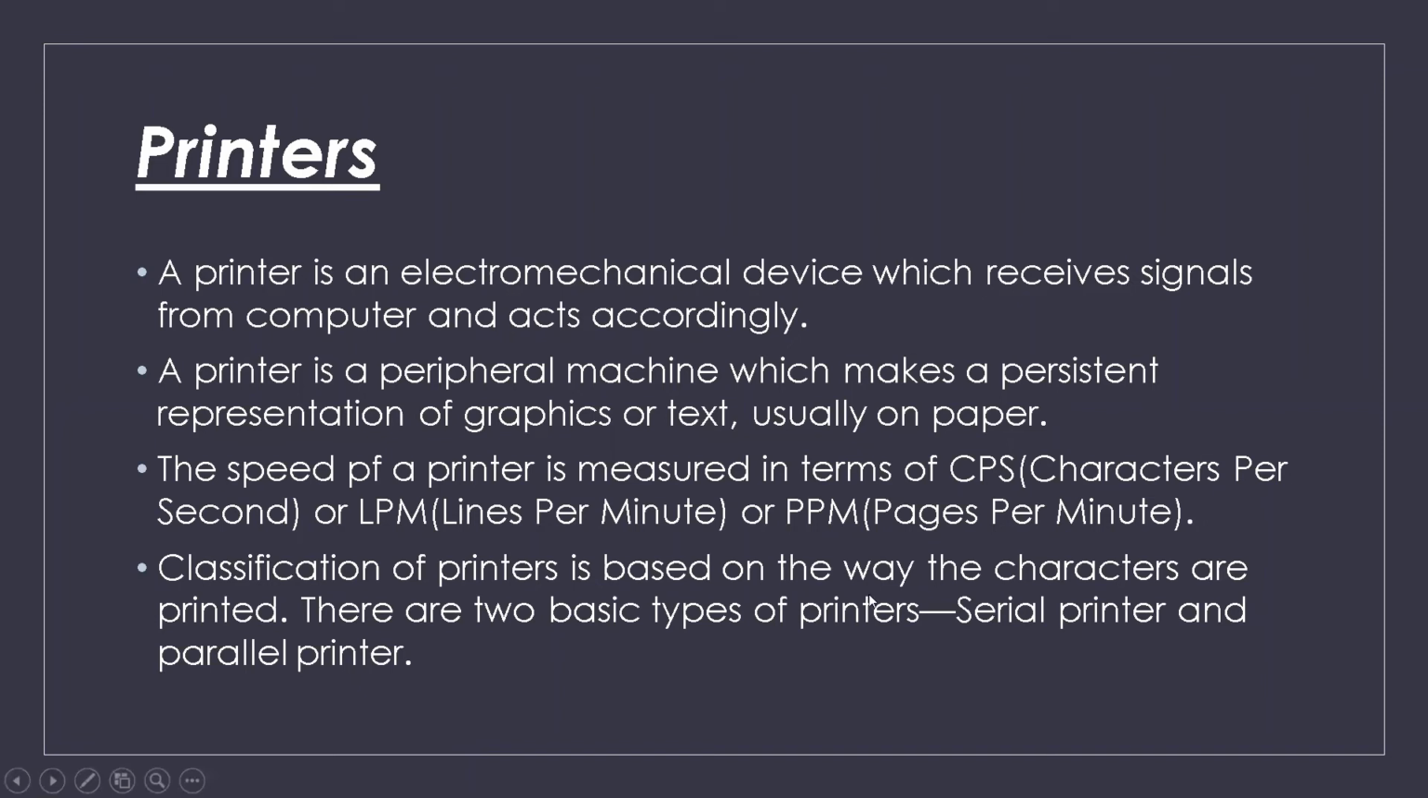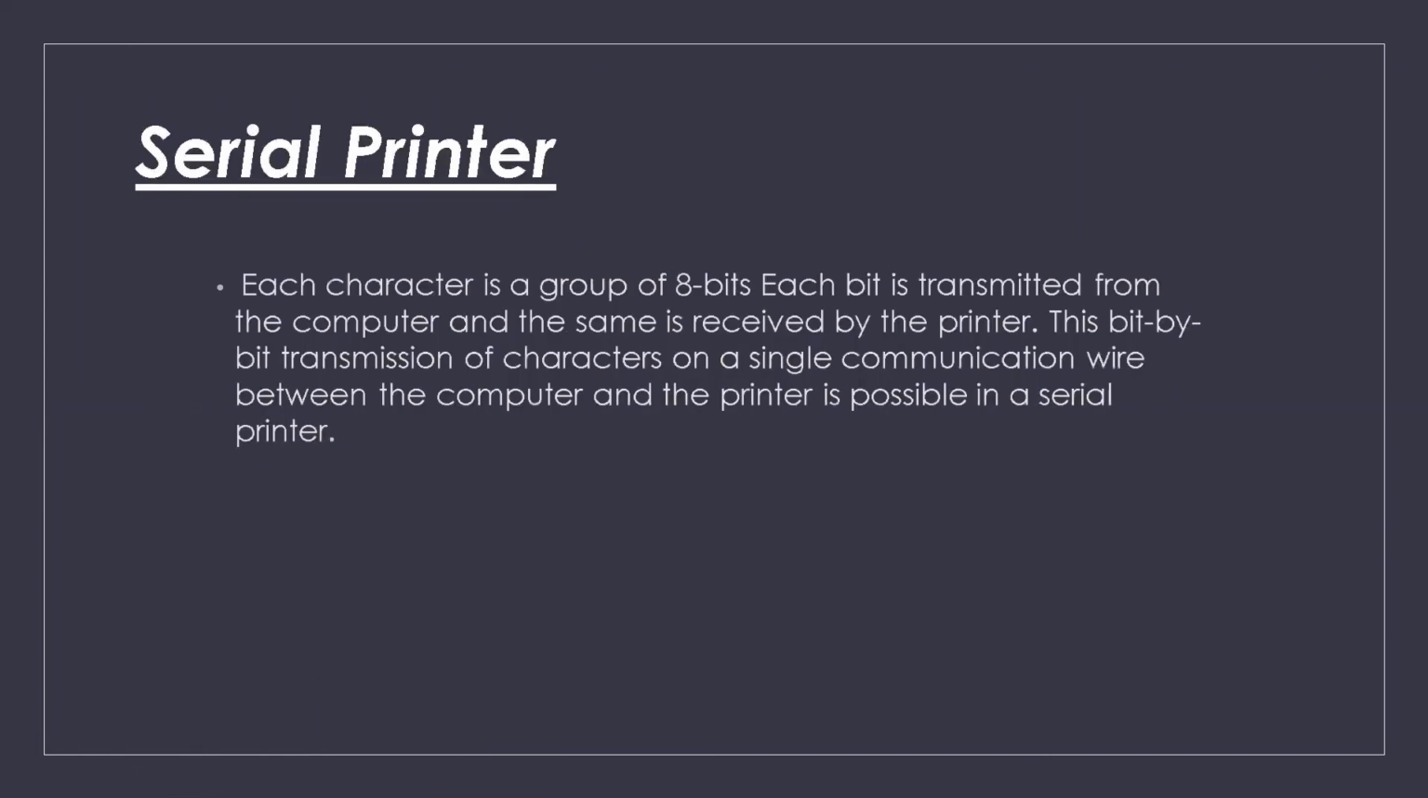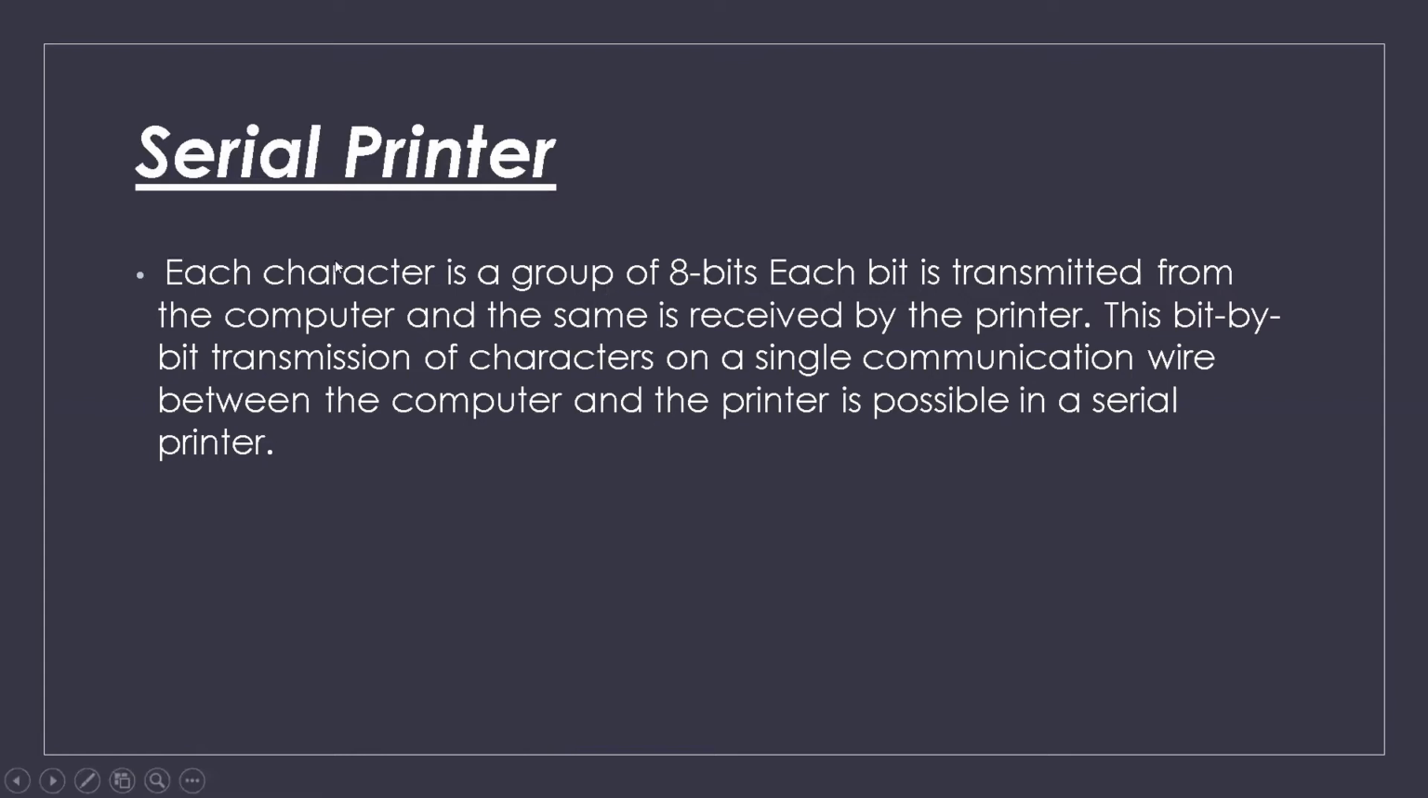Classification of printers is based on the way the characters are printed. There are two basic types of printers: serial printers and parallel printers. Okay, let us see one by one. Firstly, the serial printer. Here, each character is a group of 8 bits.